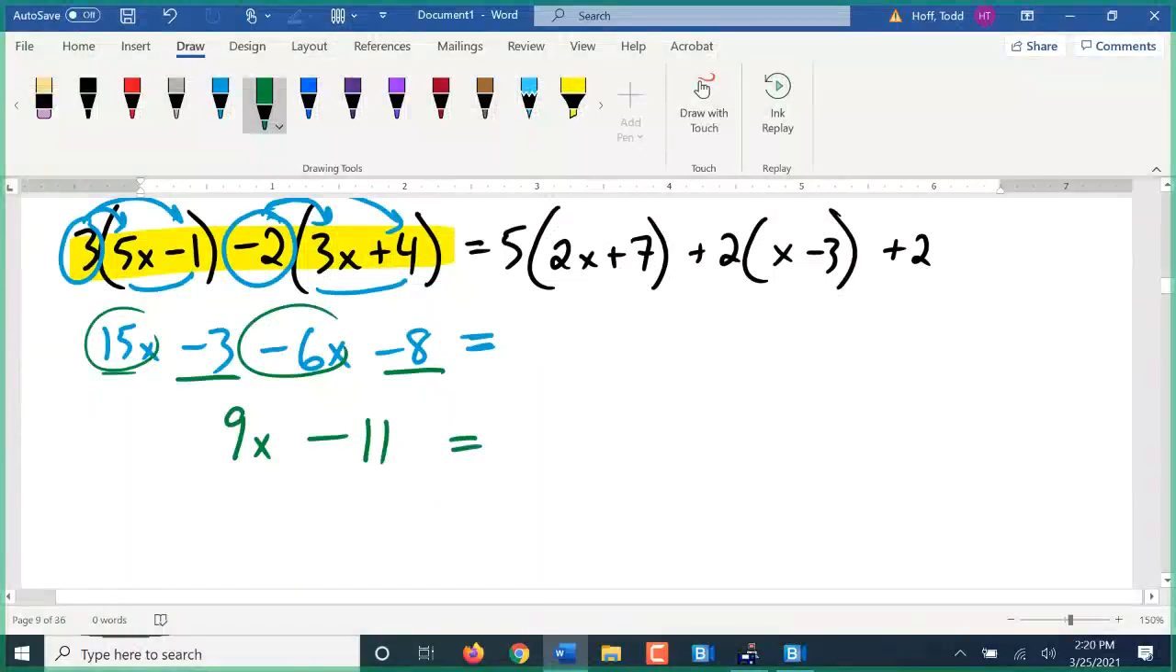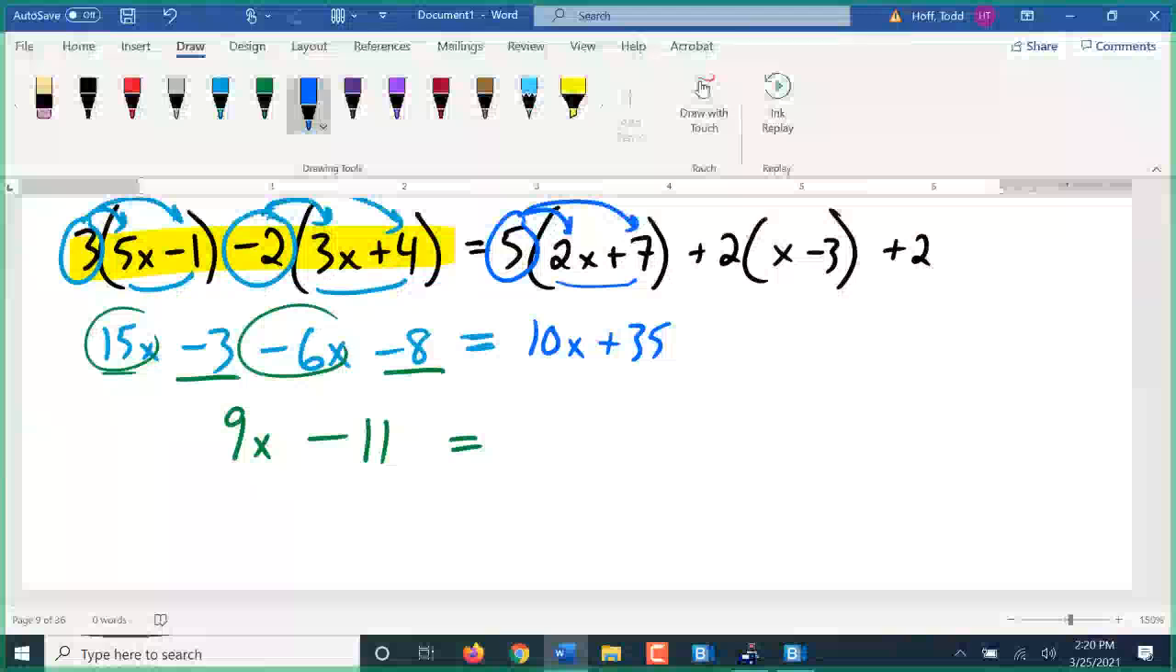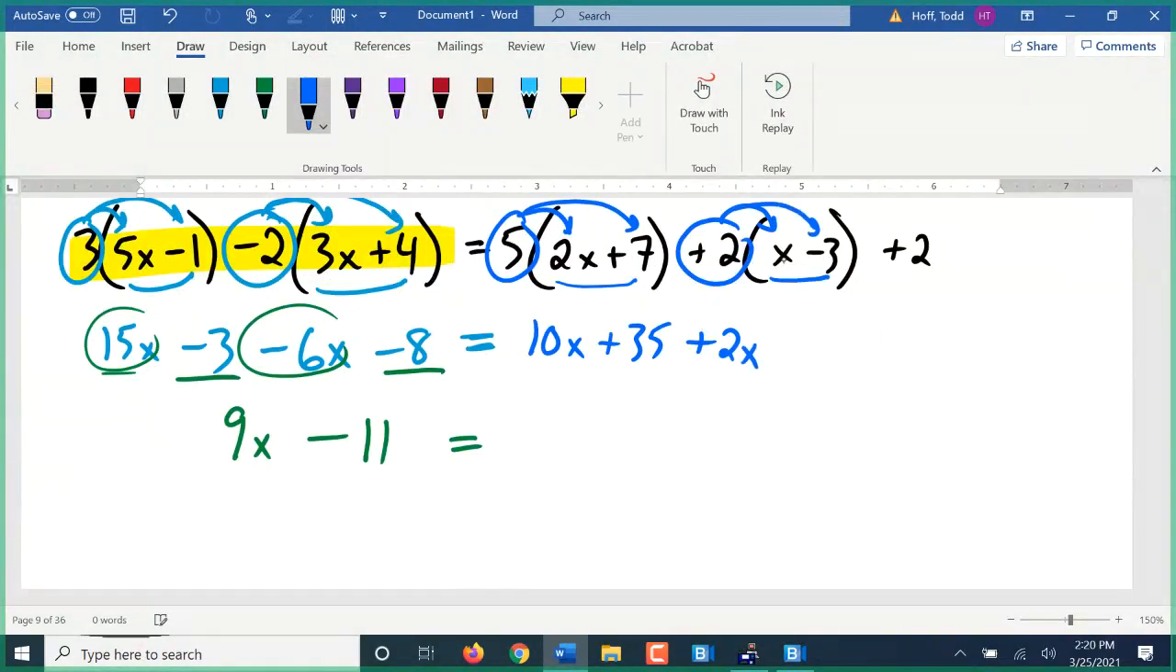Now we'll go over to the right side and see what we can do. Nothing to do inside that parentheses, so we'll multiply by 5. 5 times 2x is 10x. And 5 times 7 is 35. Our second set of parentheses, nothing to do inside there, so we're going to multiply by, that's plus, so that's a positive 2. Positive 2 times x is a positive 2x. Positive 2 times negative 3, a positive times a negative is a negative, so it's negative 6.